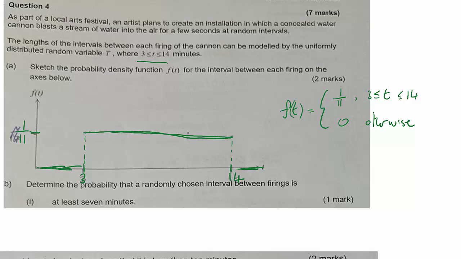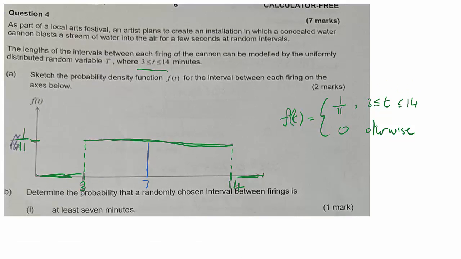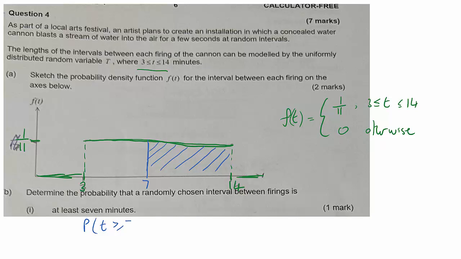So let's say that 7 is here. At least 7 minutes. That would be this area here. What we're looking at here, at least 7 minutes, is the probability that t is greater than or equal to 7. So it's this area here. So this is 7, between 7 and 14, and we know the height is 1/11. So it's the area of this rectangle, which is 7/11ths.